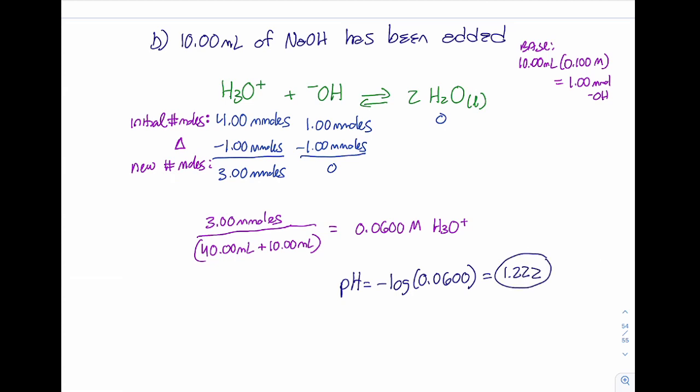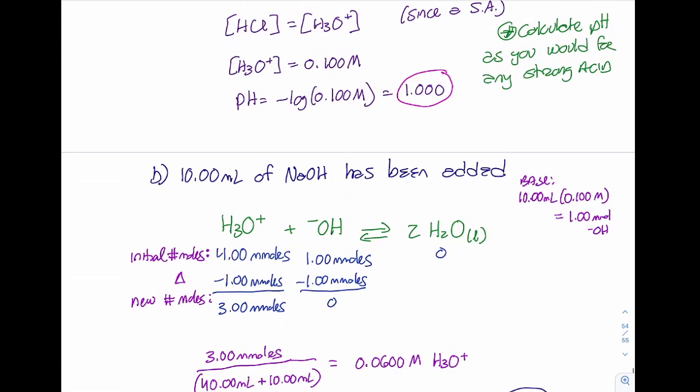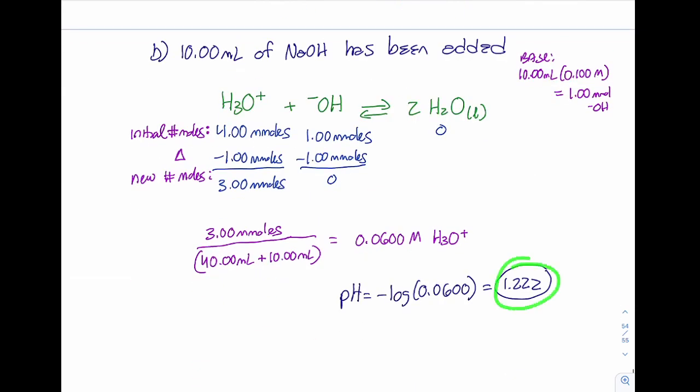So again, watch those significant digits. There's 3 significant digits here. This leading 0 doesn't count, so I want 3 digits after my decimal point. And then just make sure it makes sense. We've added base to it, so my pH needs to be more basic than I started out with. I started out with 1. This is more basic than that number, so good. If it came out less than 1, we goofed up somewhere, so go back and check.